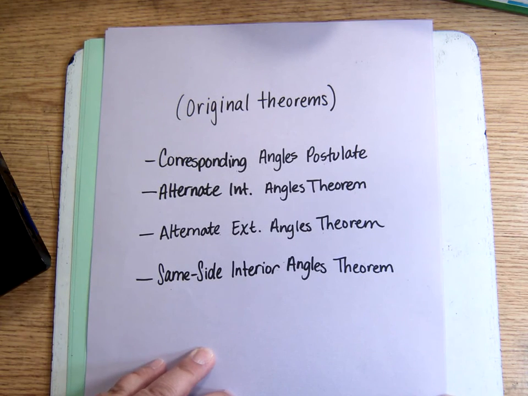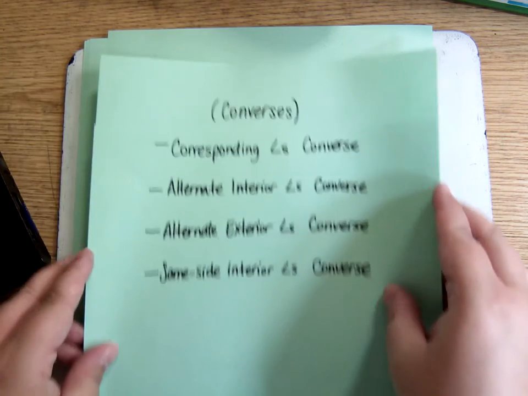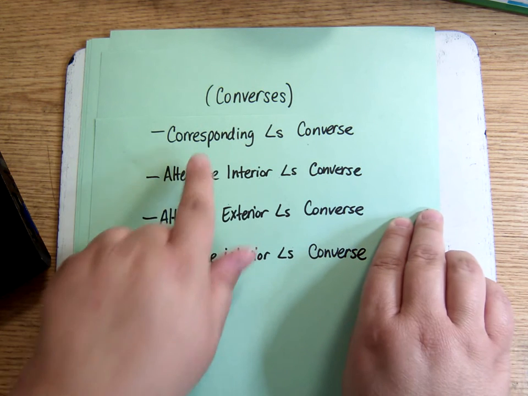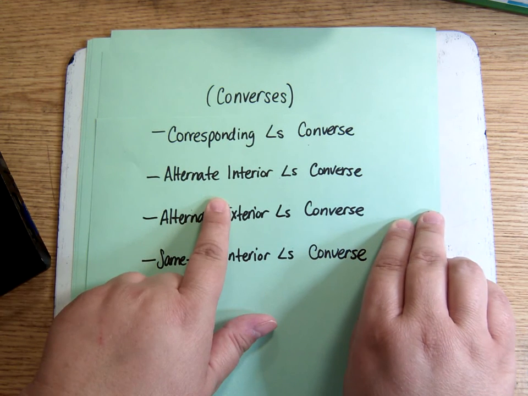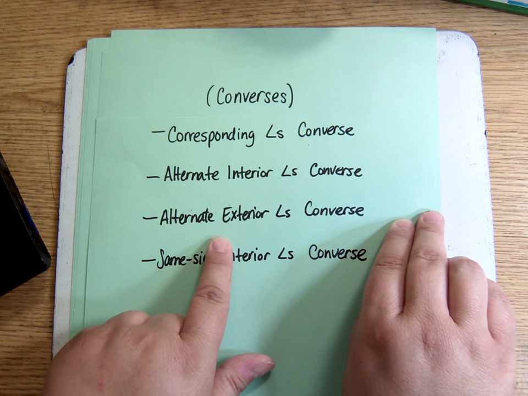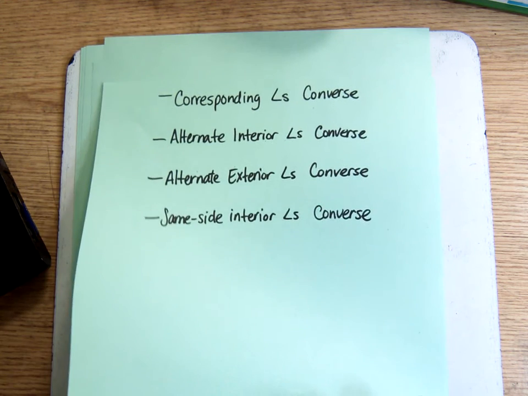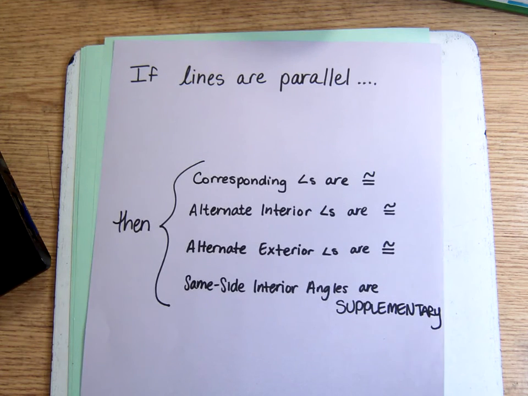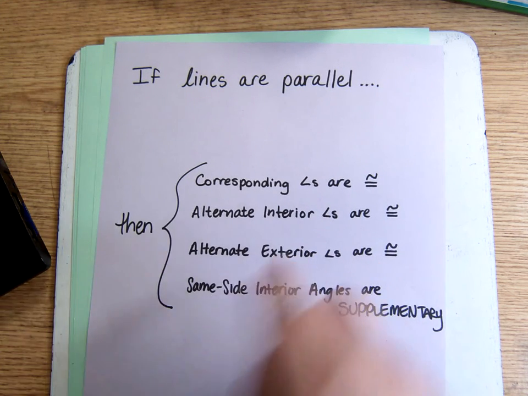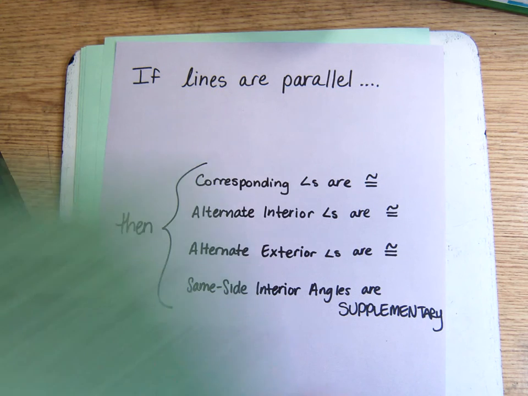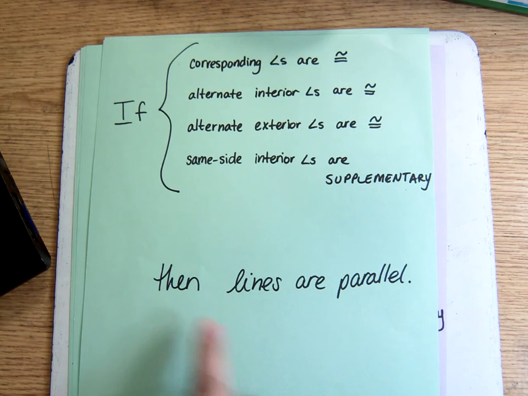Now what happens in section 3.2 is we take those and we flip them backwards. So now we have the converses. We have a converse for each one of them: a corresponding angles converse, an alternate interior angles converse, an alternate exterior angles converse, and a same side interior angles converse. Remember, the original said if the lines are parallel, then these things are true. The converses say if those things are true, then the lines are parallel.